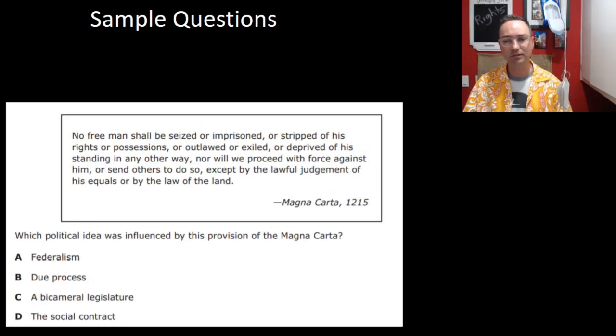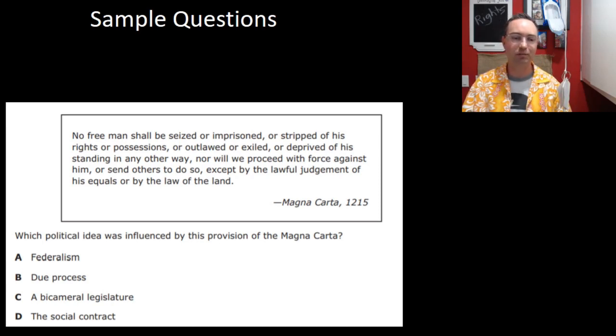All right, what about this one? This is from the Magna Carta. Go ahead and read it for yourself. No free man shall be seized or imprisoned or stripped of his rights or possessions or outlawed or exiled or deprived of his standing in any other way, nor will we proceed with force against him or send others to do so except by the lawful judgment of his equals or by the law of the land. Which political idea was influenced by this provision?